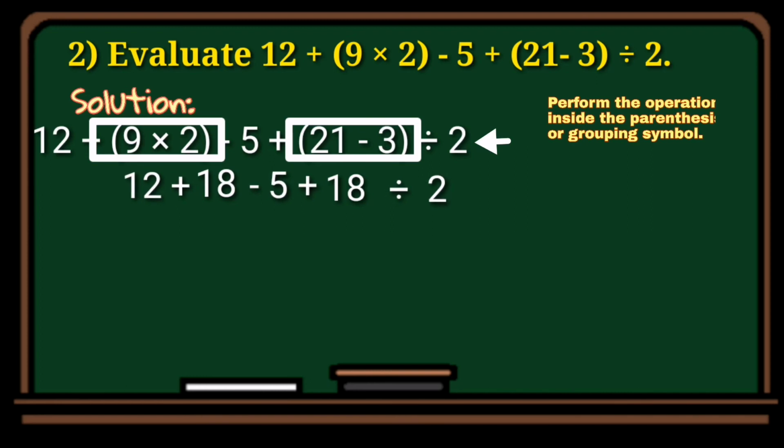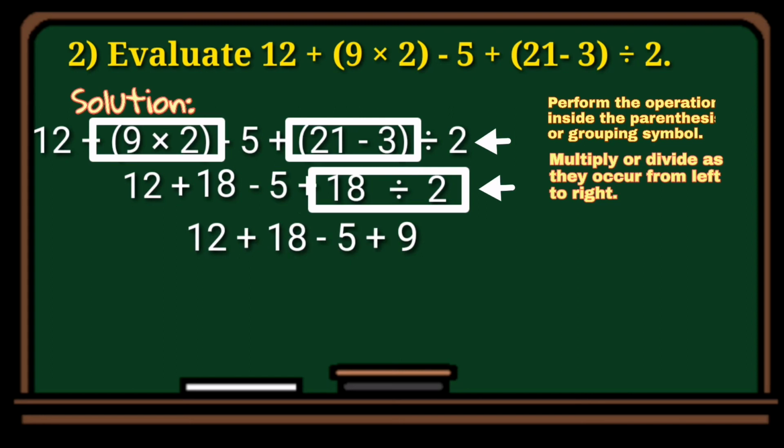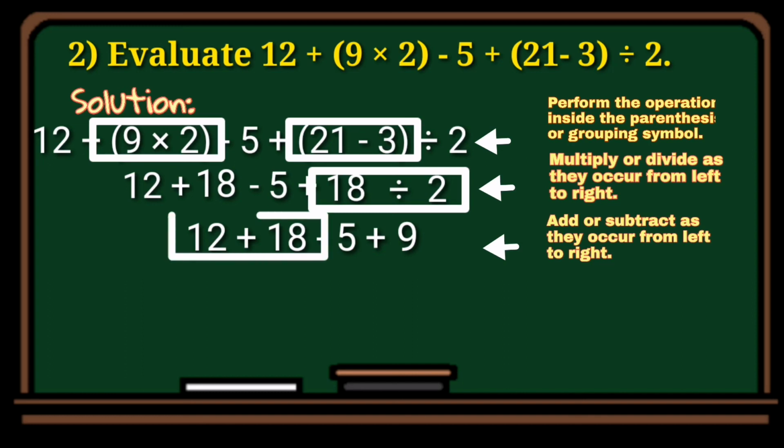In this order of operation, division should be done first. Okay, so we will apply the rule, multiply or divide as they occur from left to right. So 18 divided by 2 is 9. Then bring down the rest of the numbers in the expression. Next thing to be done is add or subtract as they occur from left to right. So from left, the operation that comes first is addition. So 12 plus 18 is 30. Then bring down minus 5 plus 9.